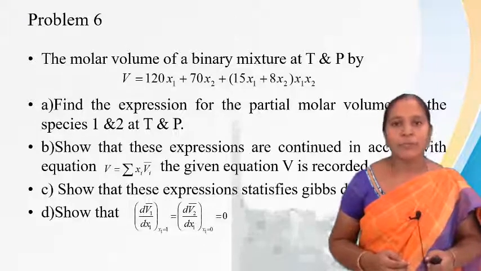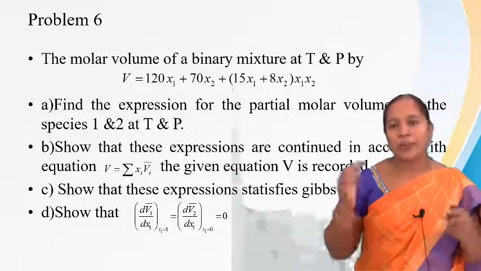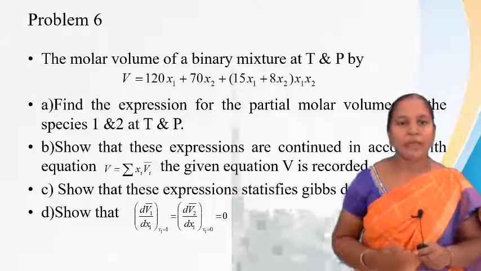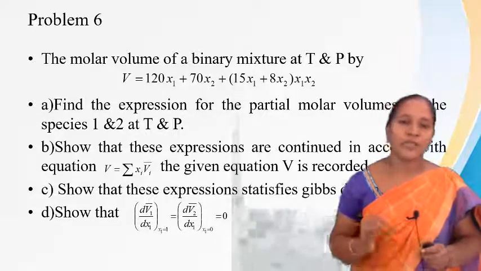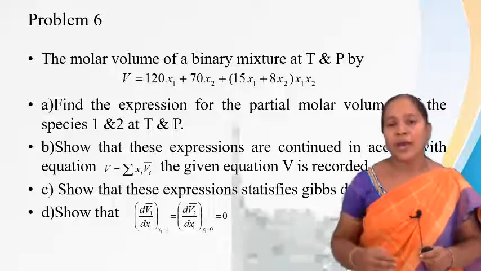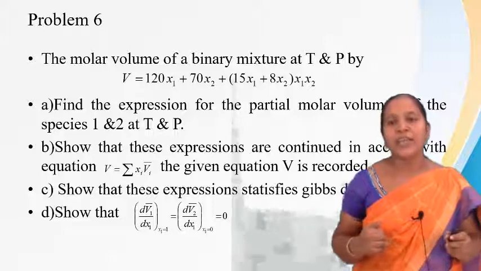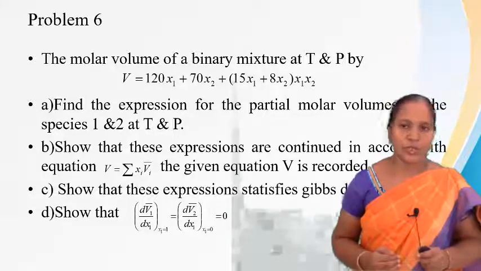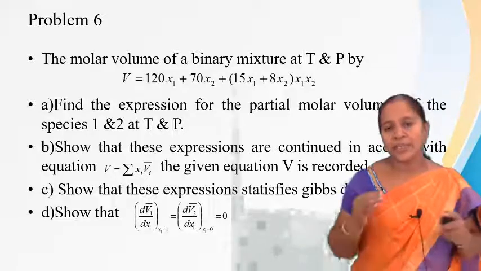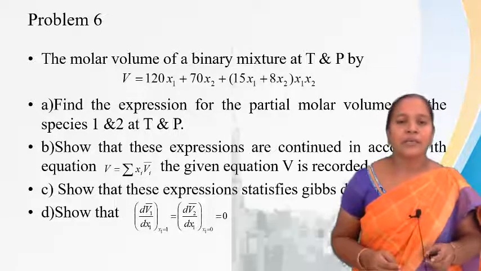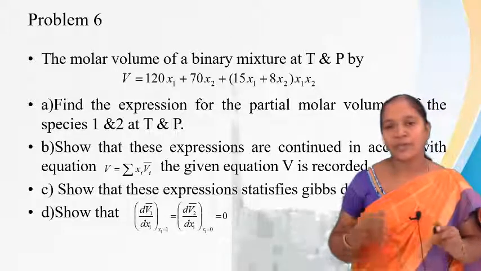In this problem, they give the expression V and we find the partial molar properties by using the formulas and calculate the total volume, which is equal to sigma xi Vi bar. Then show the Gibbs-Duhem equation sigma xi dMi bar is equal to 0, and show that dV1 bar by dx1 at x1 is equal to 1 is equal to dV2 bar by dx1 at x1 is equal to 0 is equal to 0.